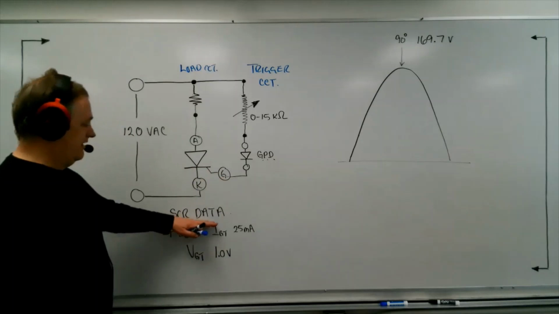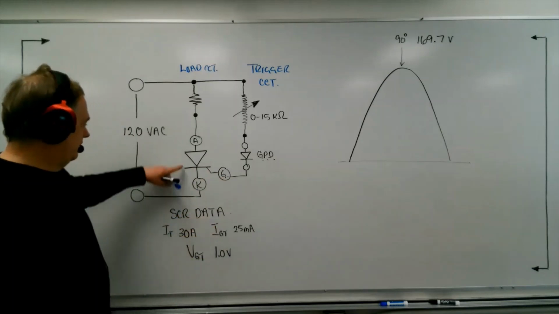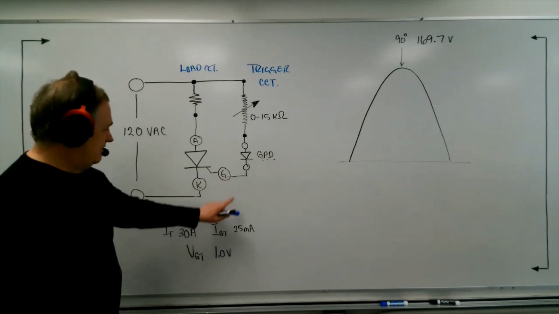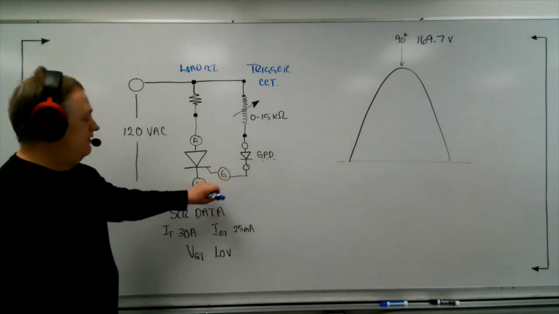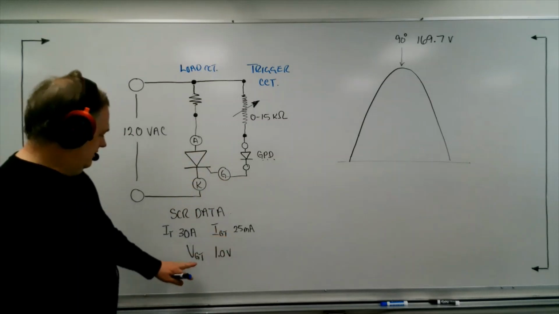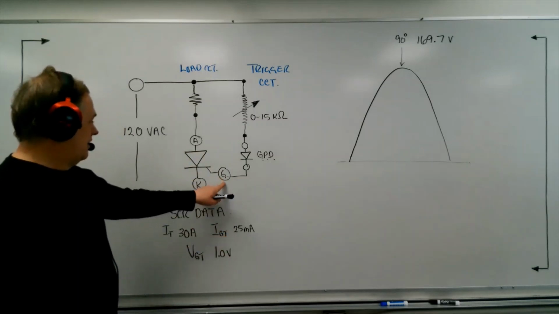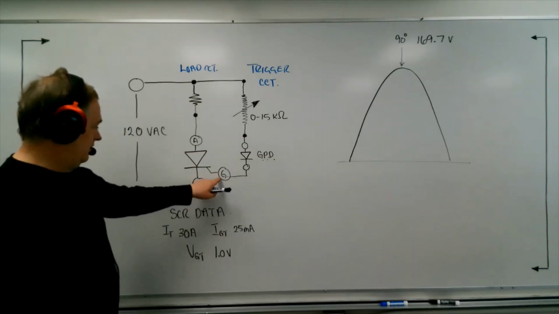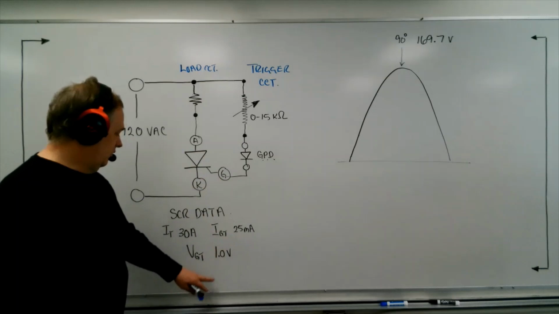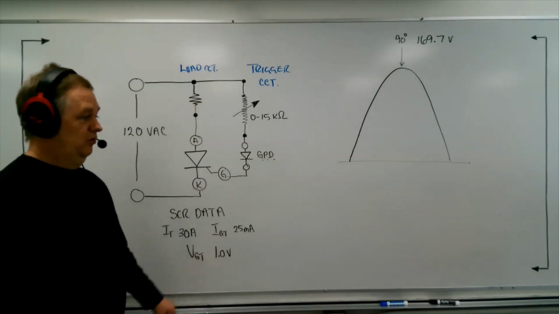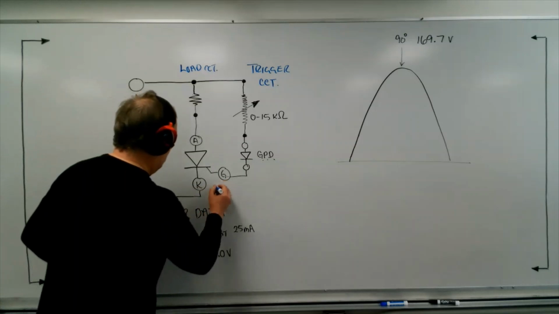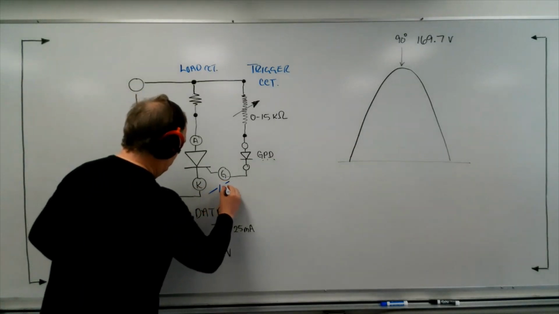Now we have some SCR data information here. This is a 30 amp SCR. It's I gate, so the current that it takes to fire it is 25 milliamps. And the voltage across the gate to cathode, the voltage drop when we're firing it, will be about 1 volt. 1 volt across that. And really, this is a barrier voltage. I'm going to put here 1 volt.